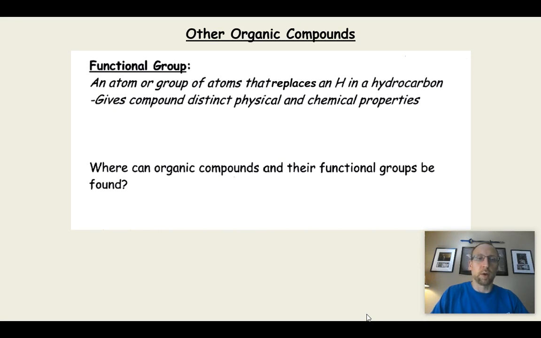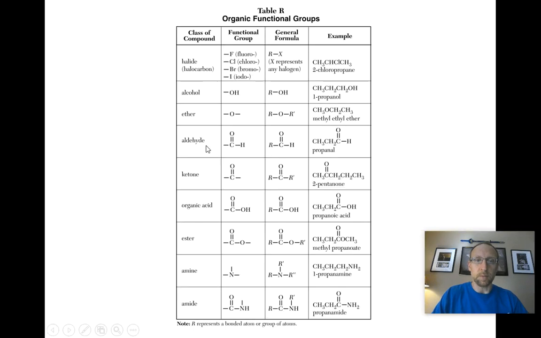They give them their function. So where can organic compounds and their functional groups be found? Table R of your reference tables. So take out your reference tables and go to Table R and just take a quick look at it. We're going to walk through that today and use that to help us out. So here's Table R. There's a lot of information on here. We're just going to work our way down through all these different types of other organic compounds.